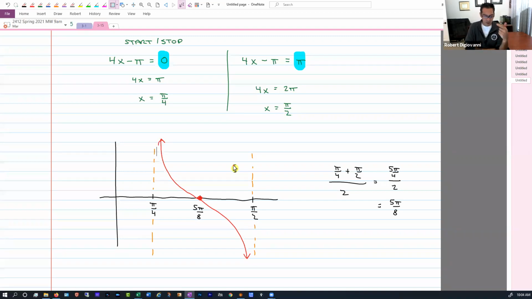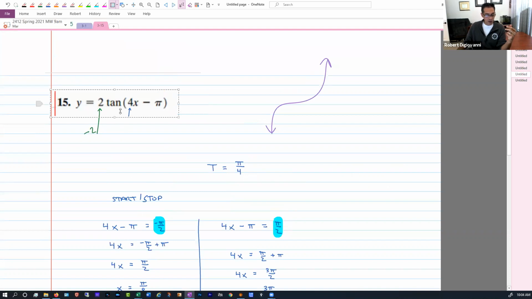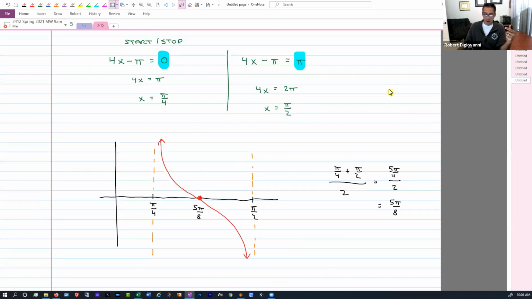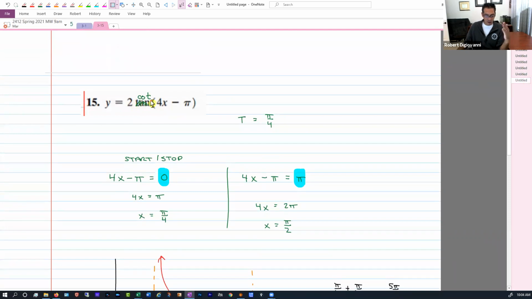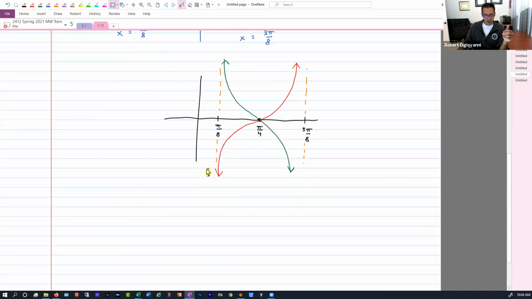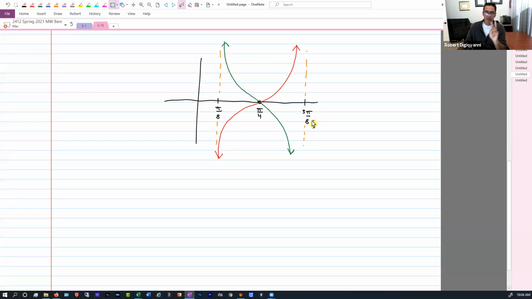A common mistake students make is that they say, oh, well, the cotangent is just the tangent flipped over, right? Like we just did this one, and we said, oh, if you change that to a -2, it flips it over, to the green one. This green one is not the same as this function with cotangent, because where it starts and stops, it starts at pi over 4 and ends at pi over 2. Tangent with the negative in front starts at pi over 8 and ends at 3 pi over 8. So they don't have the same starting and ending points. Even though they look the same, they have a different shift.